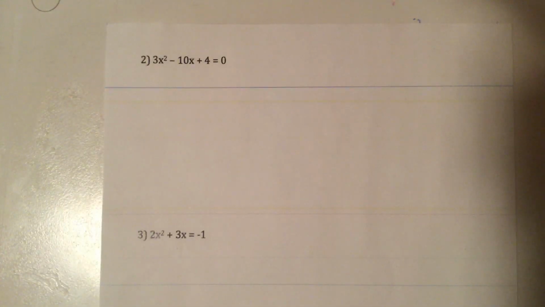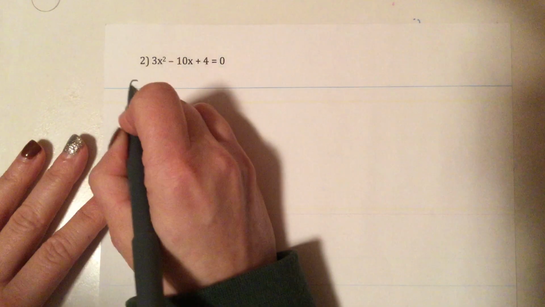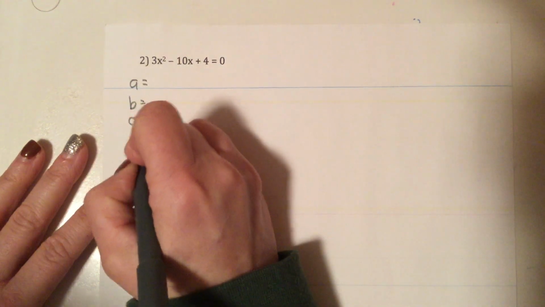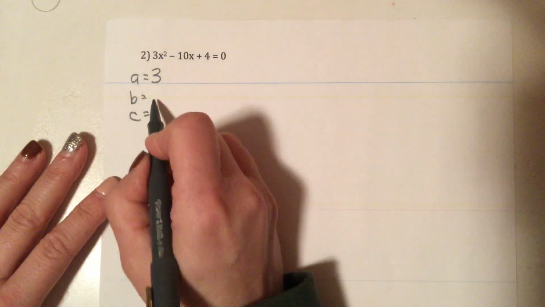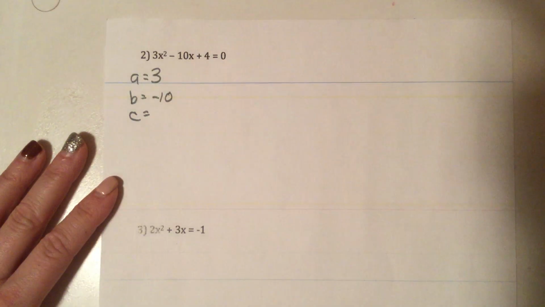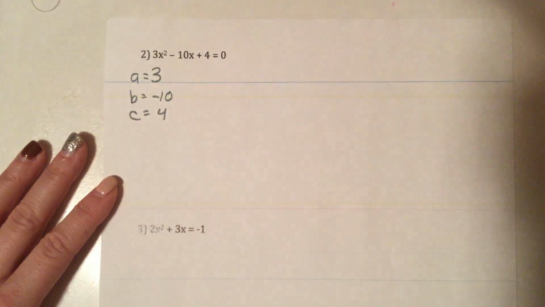Two more examples like this just to make sure, and that's everything that you will see on the quiz. This is already set equal to 0. A, B, C. A is the number in front of your square term. B is the number in front of your single variable. C is the number at the end.